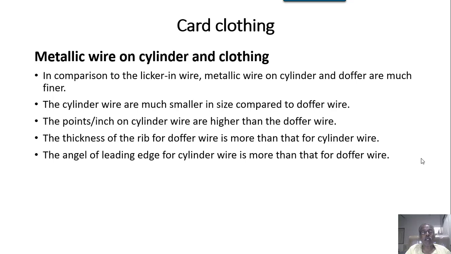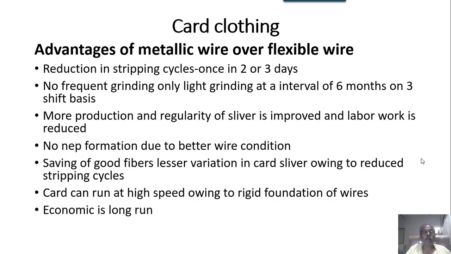The cylinder wire is much smaller in size as compared to the doffer wire. Points per inch on the cylinder wire are higher than the doffer, which I have already mentioned, for the obvious reason that they are supposed to do the carding action, and the doffer is only supposed to receive these carded fibers. So the point density is slightly less, but the point density is much more than the Lickerin. The thickness of the ridge, etc. The leading angle of the cylinder wire is more than the doffer wire, etc., etc.